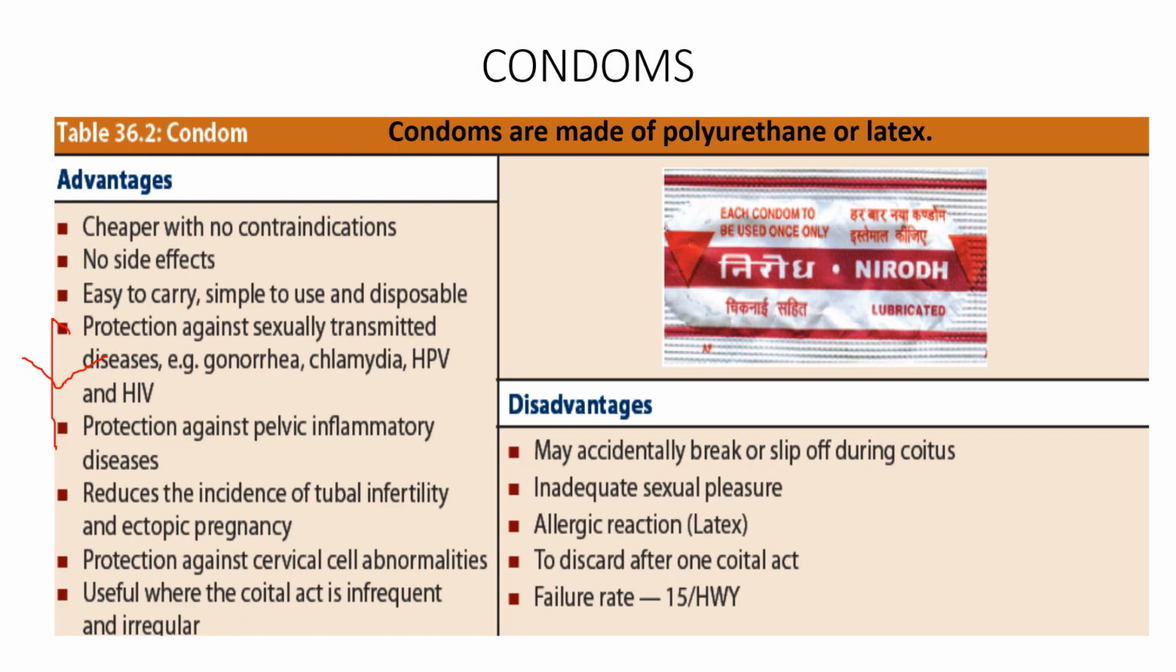Now a few disadvantages are there. And we can see that the failure rate here with the help of Pearl index is 15 per 100 women years. It may accidentally break or slip off during coitus, inadequate pleasure, allergic reaction, and discard after one coital act.